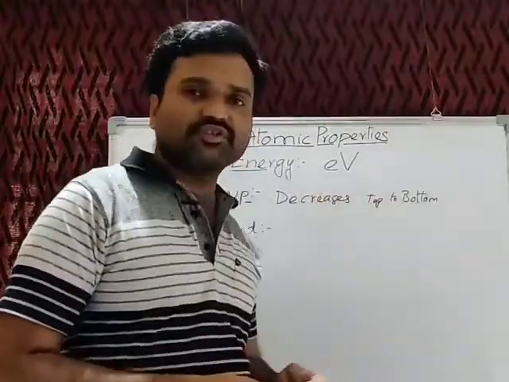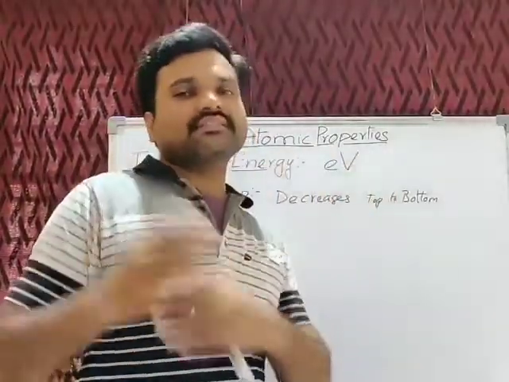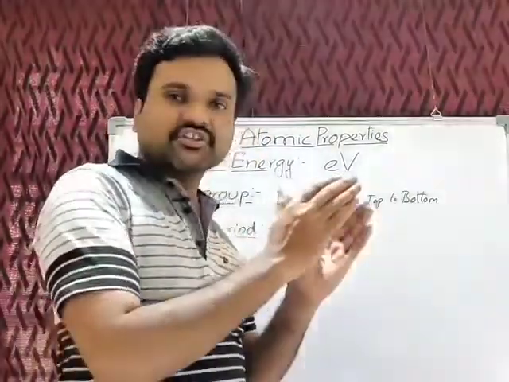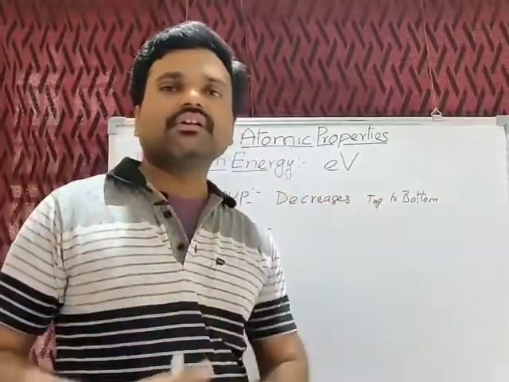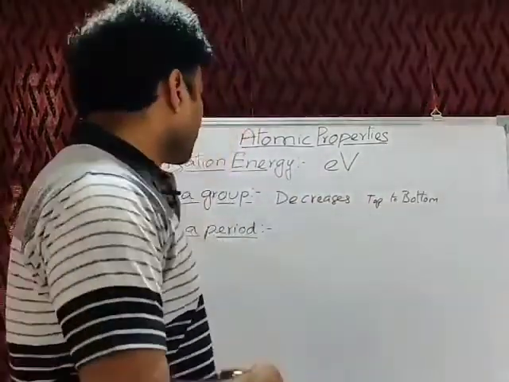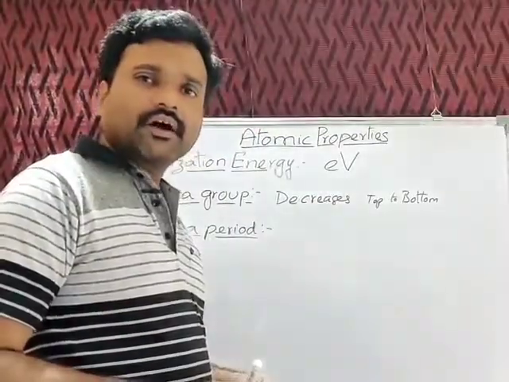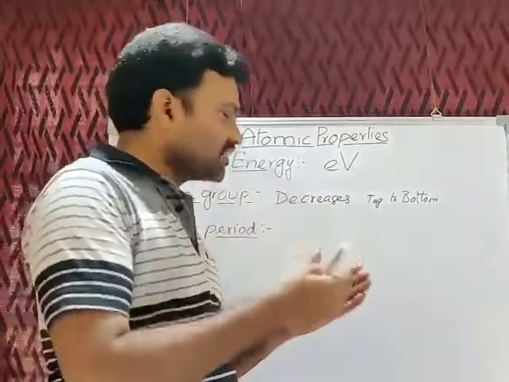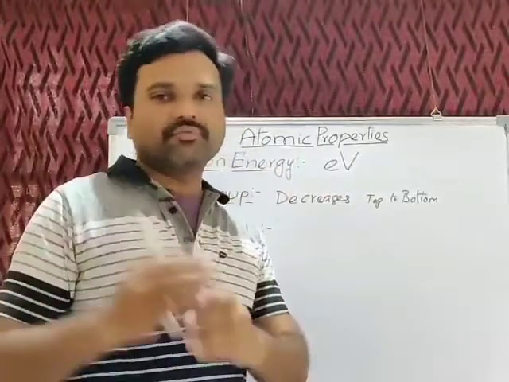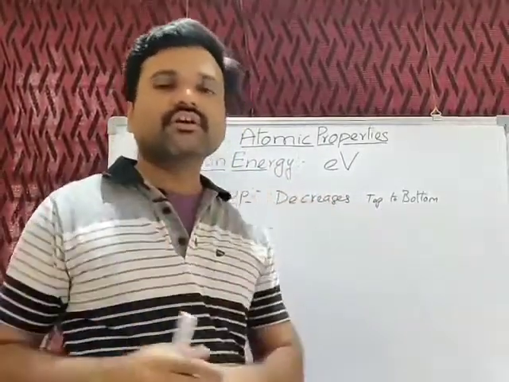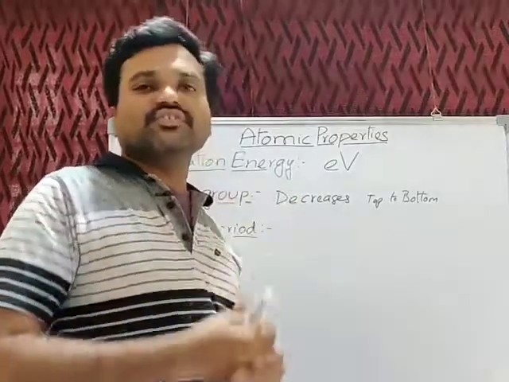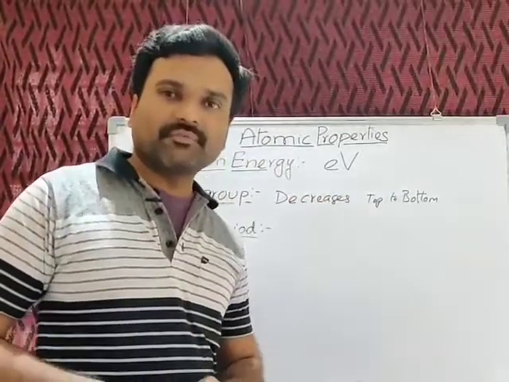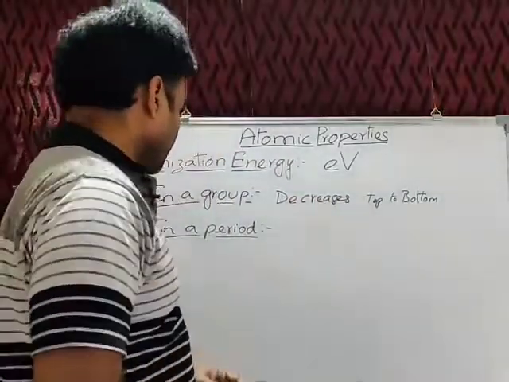As in the case of size, we say in a period from left to right, atomic size decreases. So in inverse proportionality, we say ionization energy generally increases from left to right in a period. But actually, ionization energy does not follow any regular trend in the periods. As per the size, since size is decreasing, ionization energy should increase. But some other factors also influence ionization energy, so it does not follow any regular trend in the period from left to right, because the factors are like this.